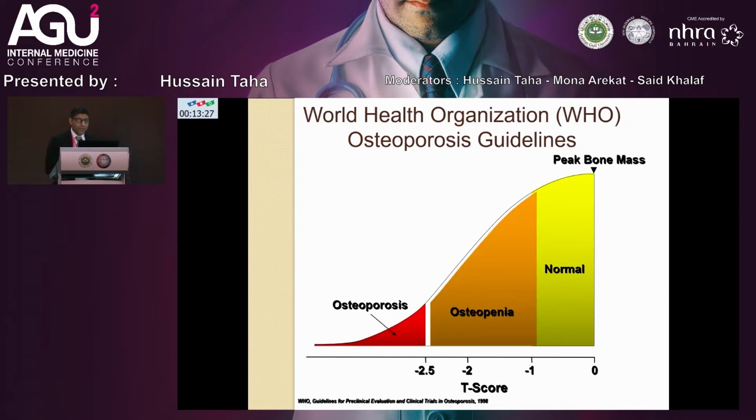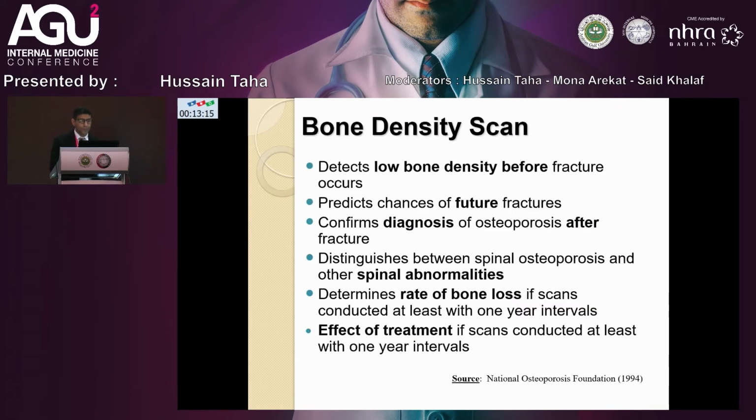According to the World Health Organization osteoporosis guideline, whenever the T-score is below minus 2.5, this is osteoporosis. Between minus 2.5 and minus 1 is osteopenia, and normal is minus 1 and above. A bone density scan is needed to detect low density before a fracture occurs. It predicts the chances of fractures.